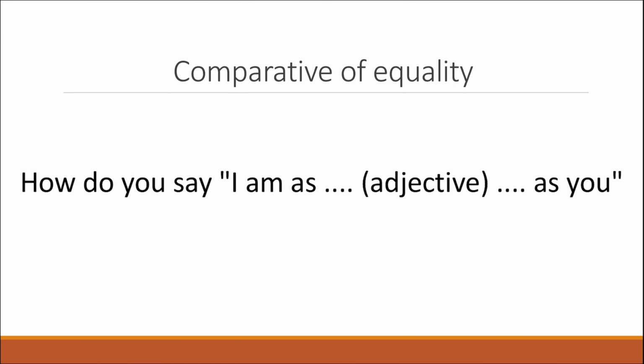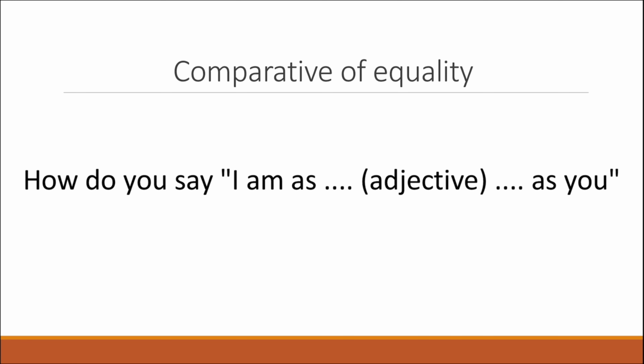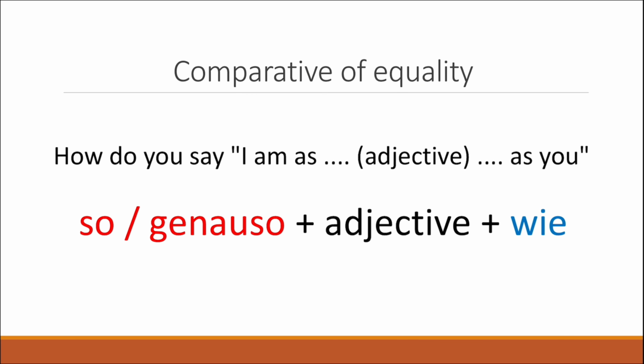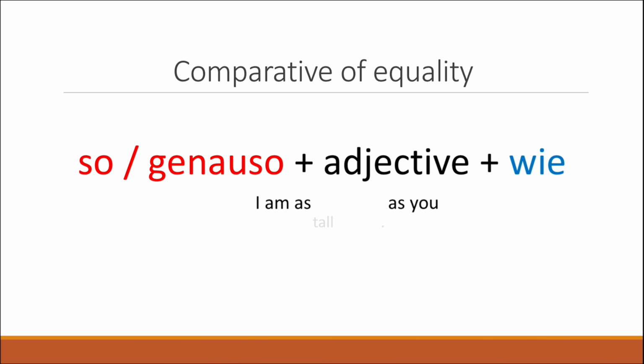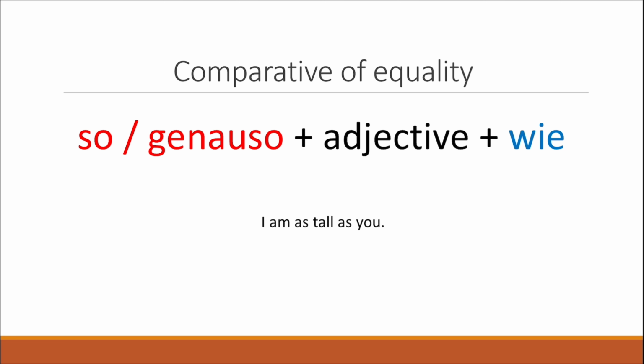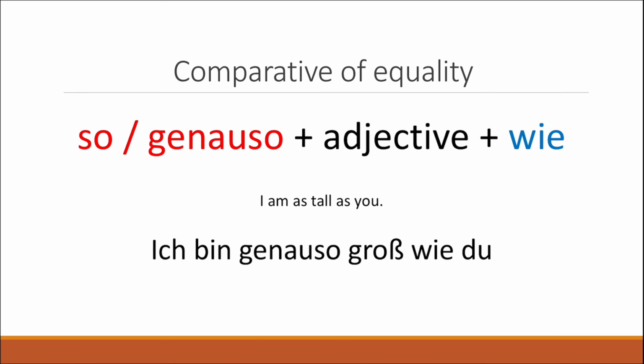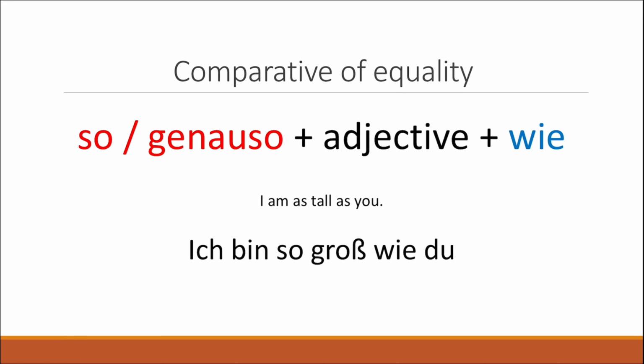So the question we have is, how do we say that in German? How do you say, for example, that I am as smart, tall, etc. as you? In order to do that, we're going to use the construction so or genauso plus the adjective followed by wie. Here's a concrete example. If you would like to say I am as tall as you in German, then first you would build the subject and the verb, so ich bin, and then you would say genauso or so, it is basically the same, followed by the adjective, which is groß, followed by wie, and then du, which would mean you. So this is the construction. Ich bin so groß wie du would mean I am as tall as you.